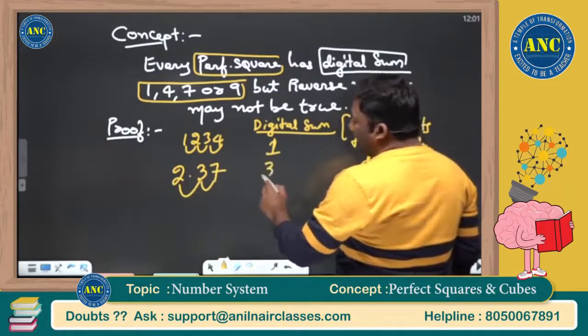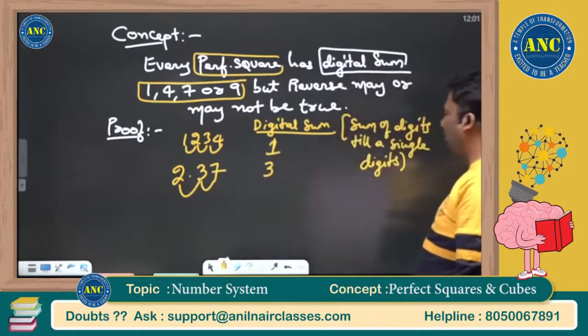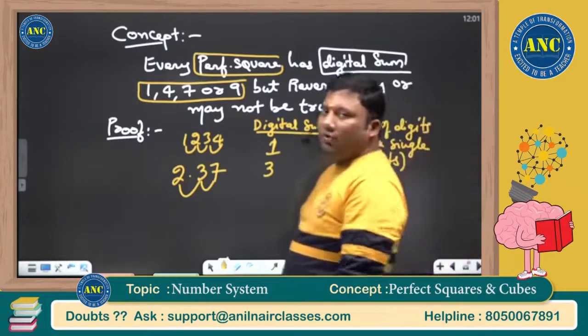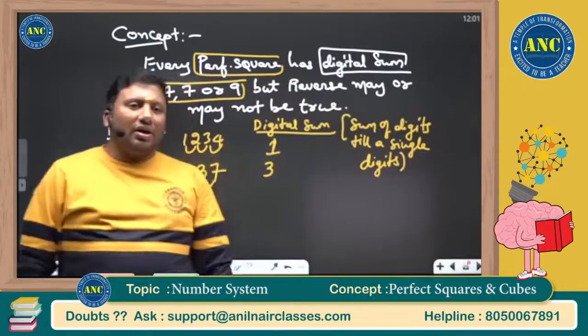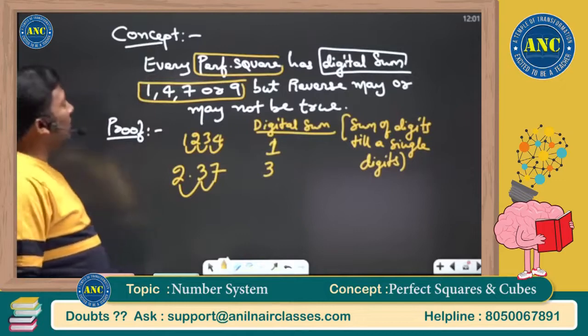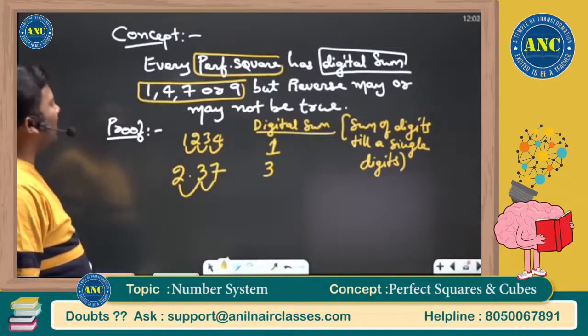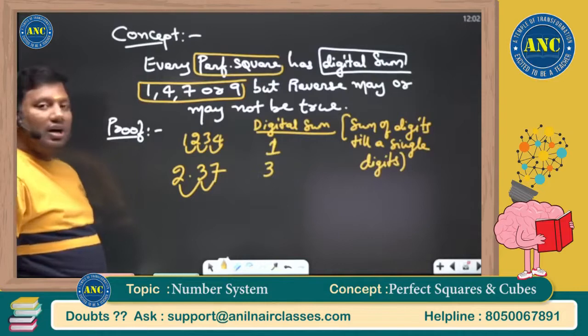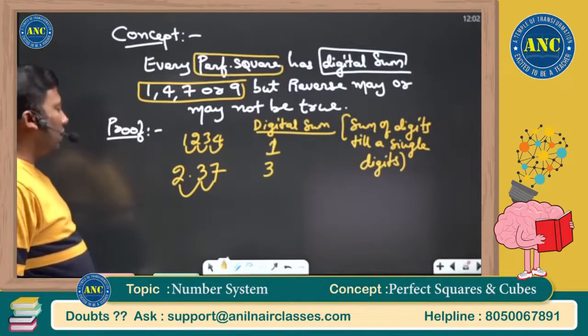12, it is nothing but 3. Every perfect square has a digital sum of 1, 4, 7 or 9. But the reverse may or may not be true.